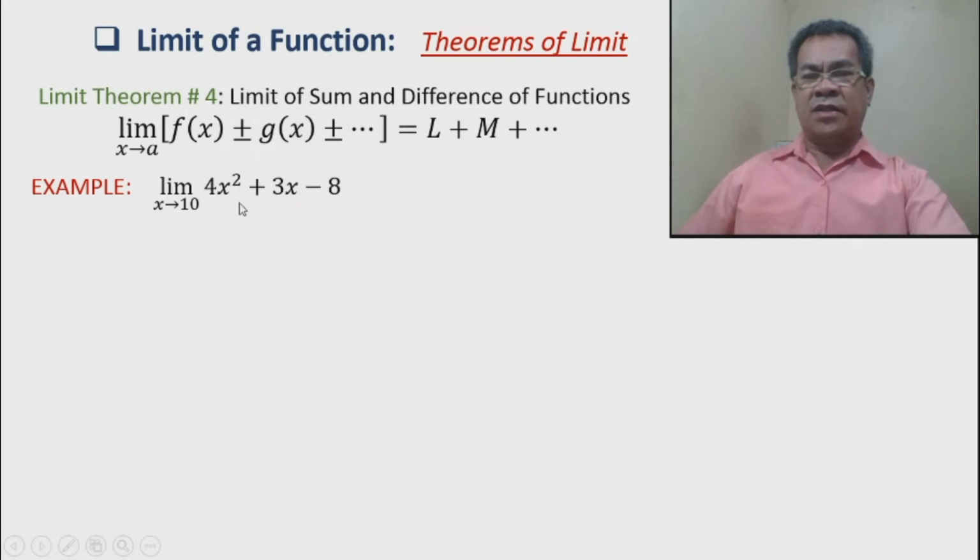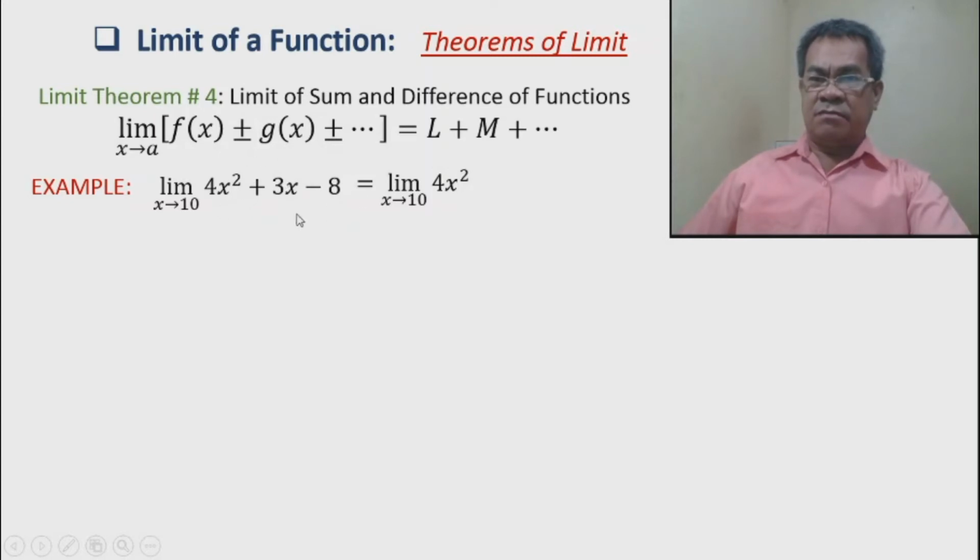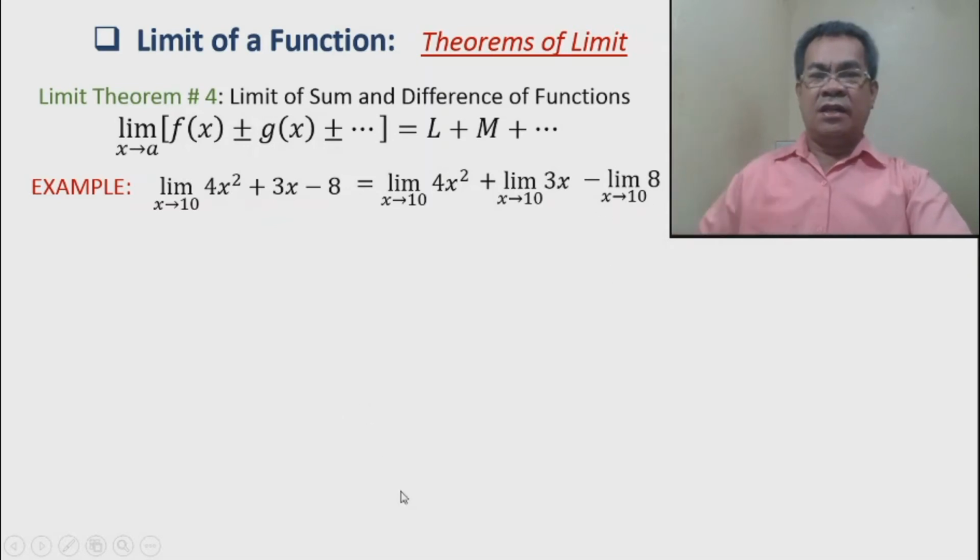Suppose we have this one. The function is 4x squared plus 3x minus 8. This is forming a sum and difference, so all you need to do is individually evaluate the function. This is f(x), this is g(x), another function. We can use the same limit for each term. So the limit of this 4x squared as x approaches 10, plus the limit of 3x as x approaches 10, then finally minus the limit of the function 8 as x approaches 10. After that, use the previous theorem.